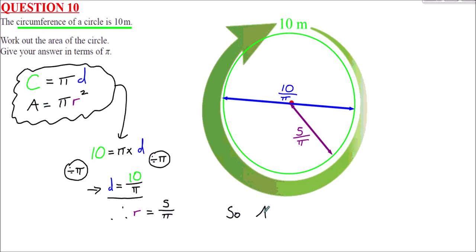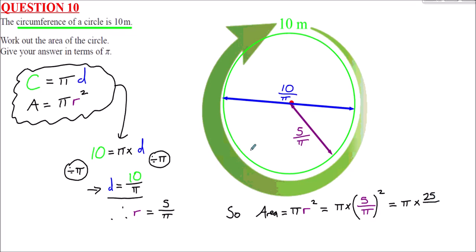So the area is pi r squared. That's going to be pi. And the radius is 5 over pi. So I've got pi here, but I've got this fraction all squared. So I'm going to square the top and square the bottom. So 5 squared, of course, is 25.